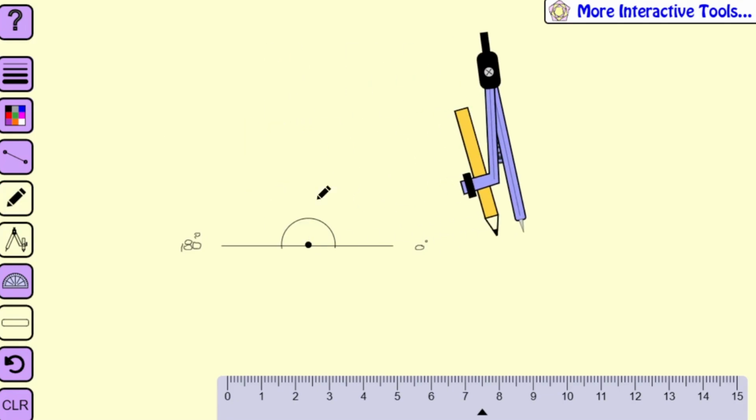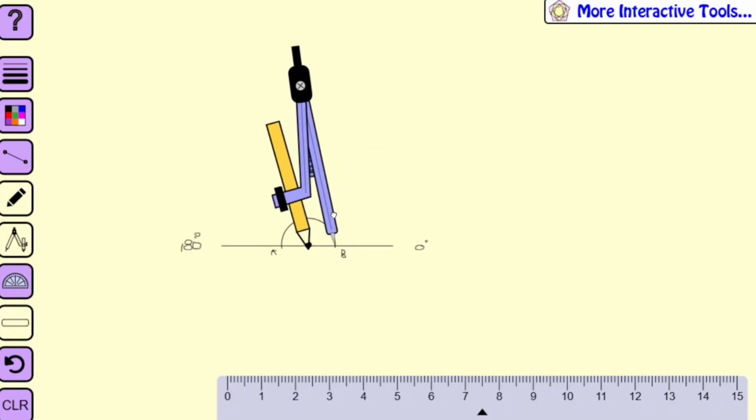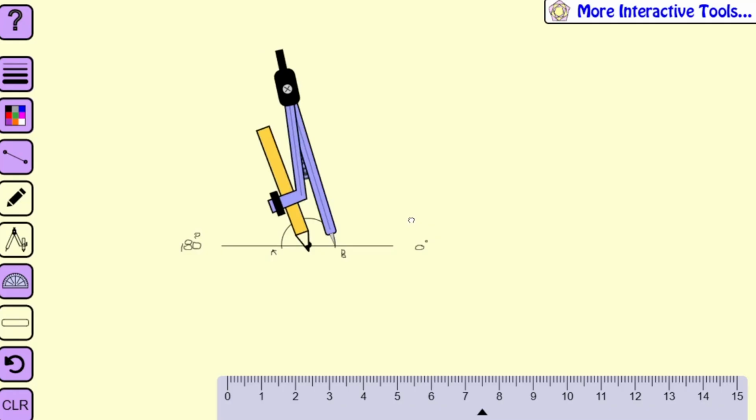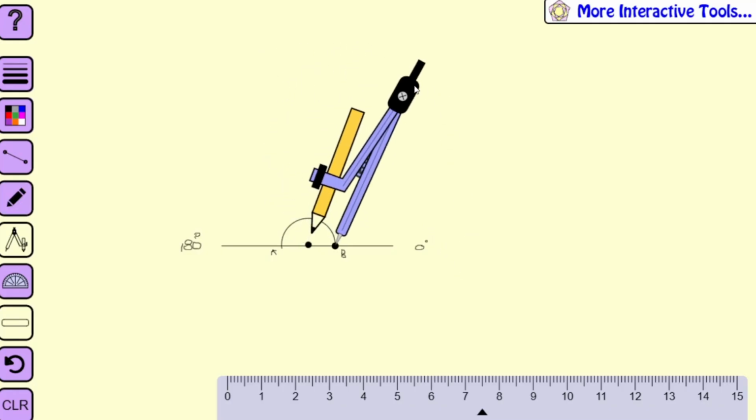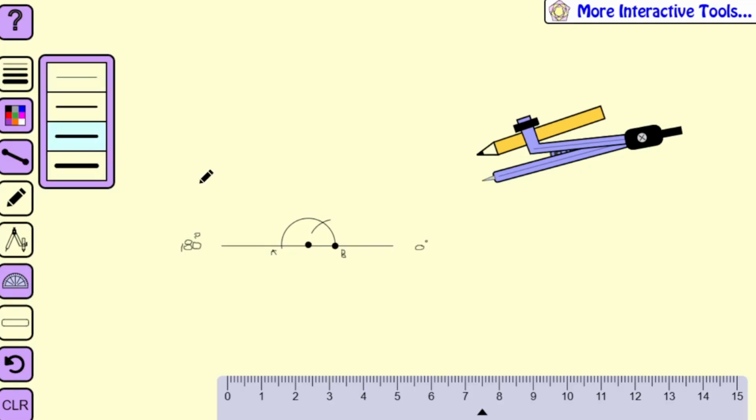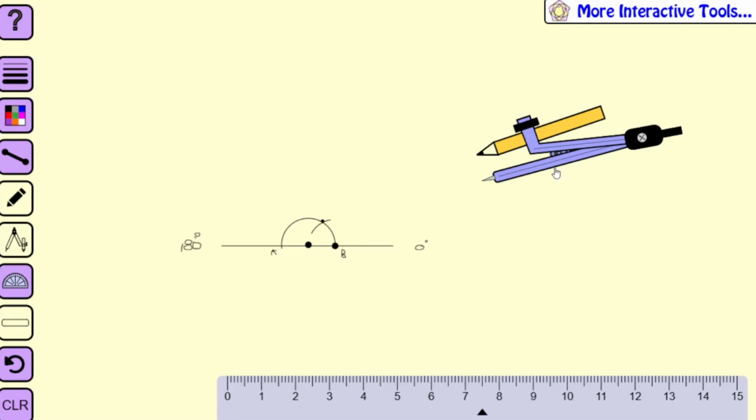Now we need to label these points. Let's label A. Let's label B. Now keeping the same radius, meaning not changing it, whatever it was before, you don't change it, you place your point at B and cut the semicircle. Remember, once you keep the same radius and cut the semicircle from B, it's always going to be 60 degrees.